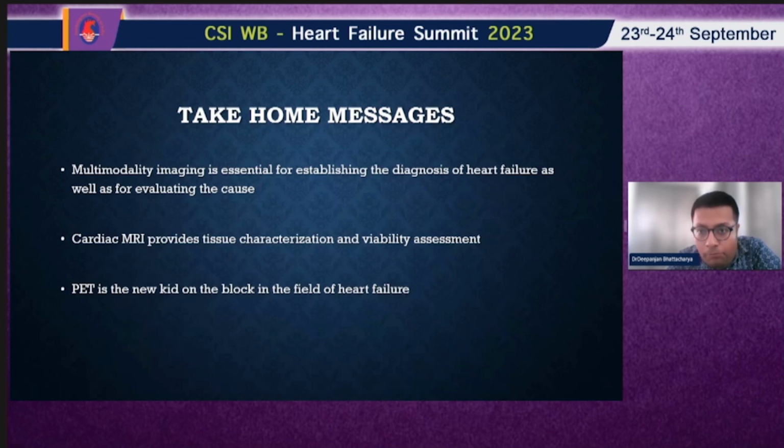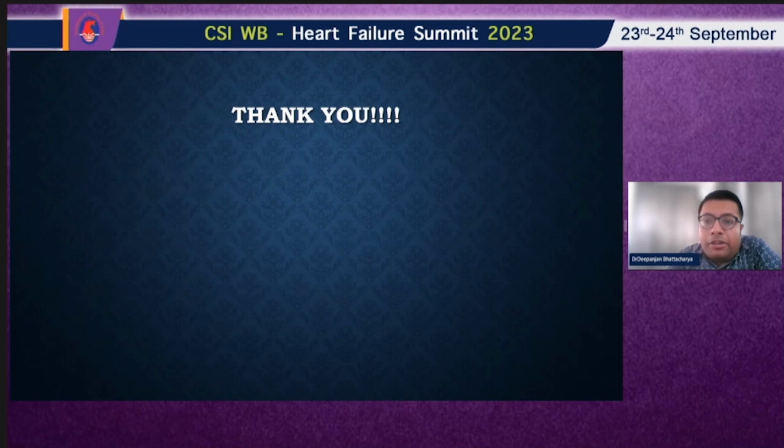So in my take-home messages, I'd like to emphasize that multimodality imaging is essential for establishing the diagnosis of heart failure as well as for evaluating the cause of the same. Cardiac MRI provides tissue characterization and viability assessment, and PET is a new kid on the block in the field of heart failure. Thank you.